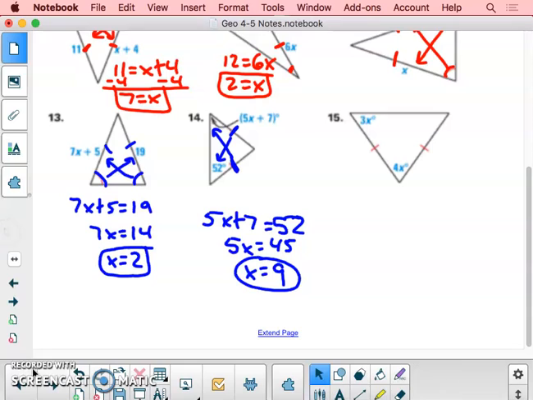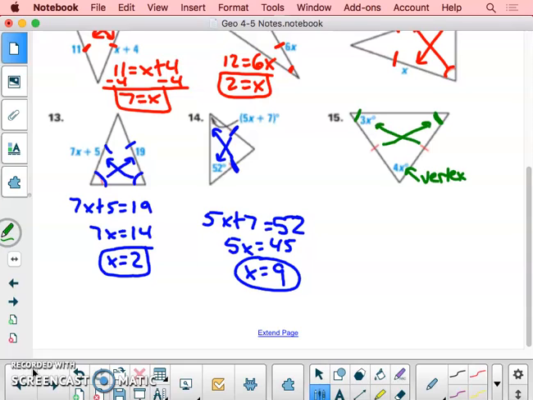A little bit of a trick question here. What we have is 4x, which is not on the base. This is a vertex angle. The base angles are 3x and this angle here. So this time it is not a situation where 3x equals 4x, because the two angles that are equal are the base angles here.